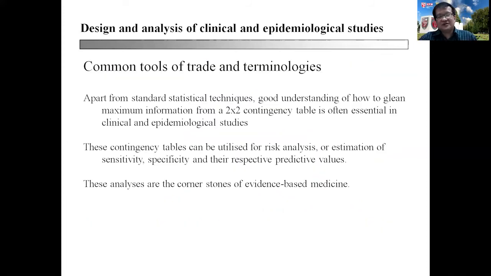So having said all those approaches and the consideration of sample size, the common tools and terminologies of clinical epidemiology studies may include several things like the 2x2 contingency table. The 2x2 contingency table is actually essential because it can be utilized for risk analysis, estimation of sensitivity, specificity of tests, and their respective predictive values. And these analyses, in turn, are the cornerstones of evidence-based medicine.